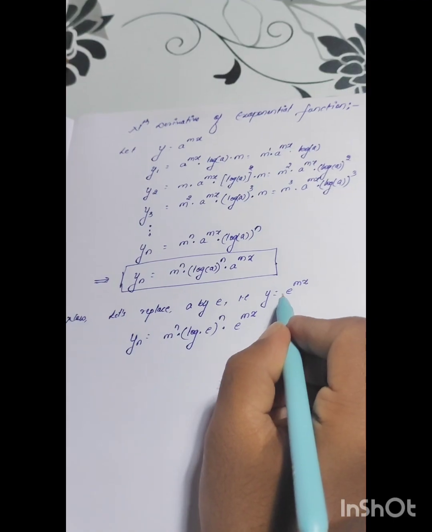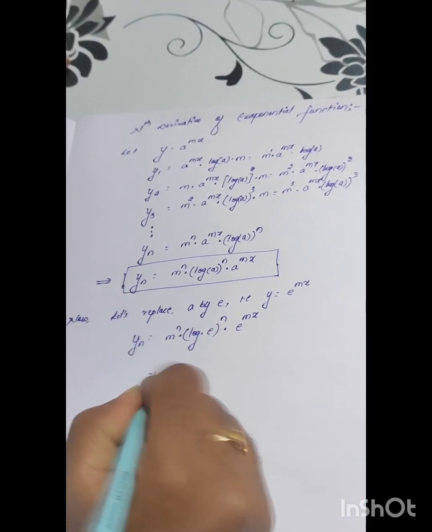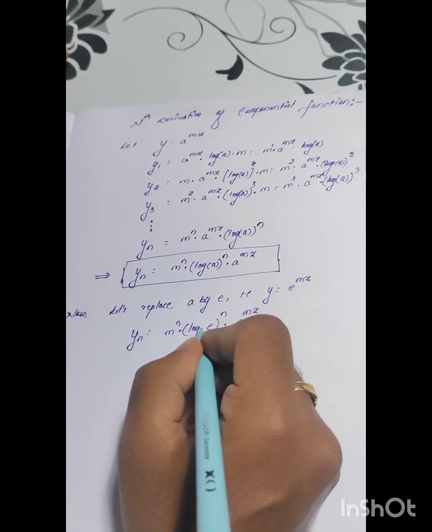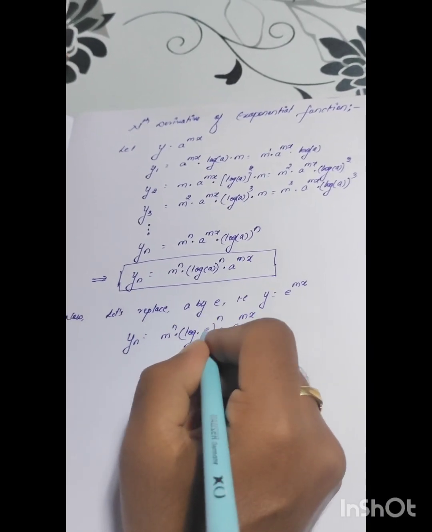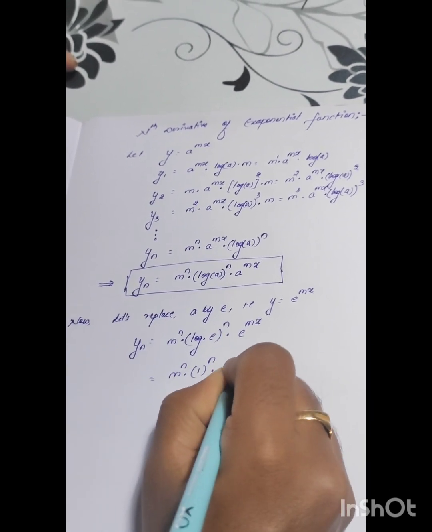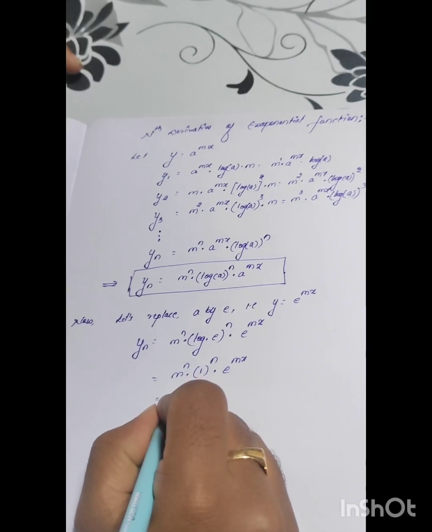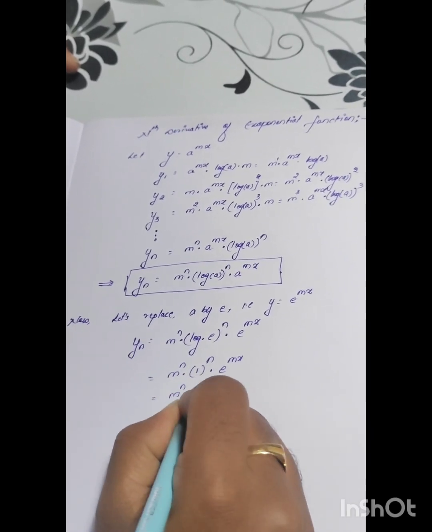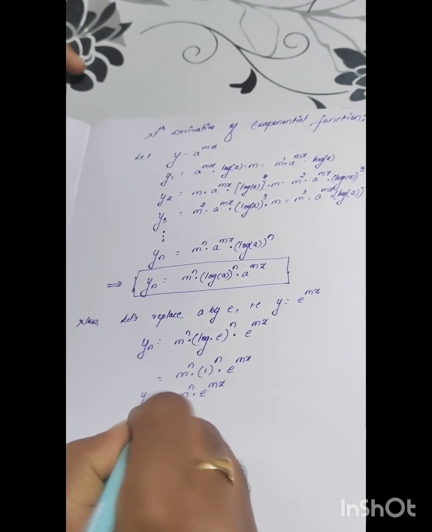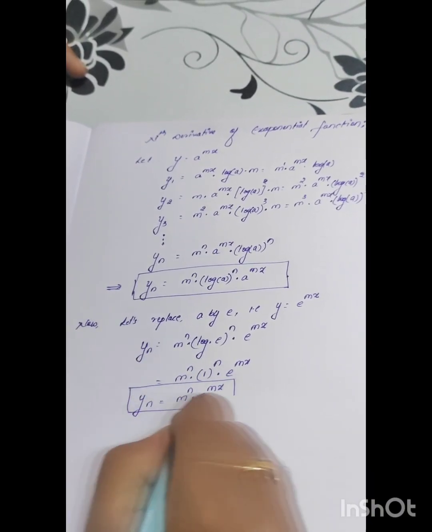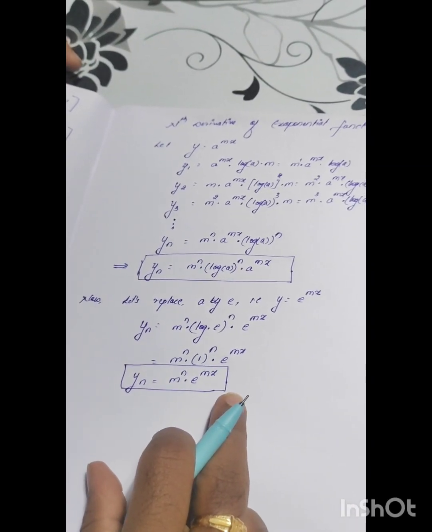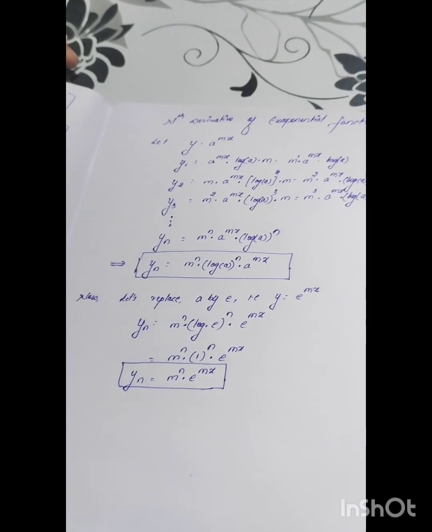If I am taking the derivative of y is equal to e raised to mx, what happens we will see here. So m raised to n is a constant, it will remain as it is. So log a and e are the inverse of each other, so they will cancel out each other, so that will become minus 1 raised to n into e raised to mx, 1 raised to n itself, so m raised to n into e raised to mx. So the nth derivative of e raised to mx will be given by m raised to n into e raised to mx.